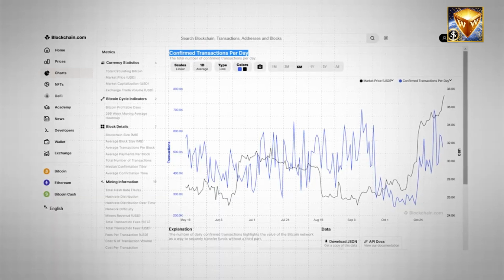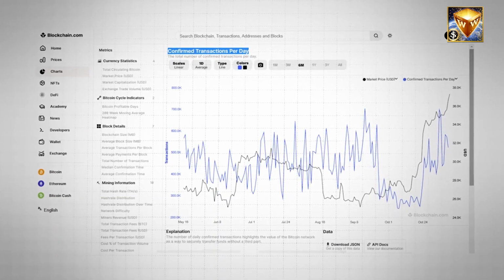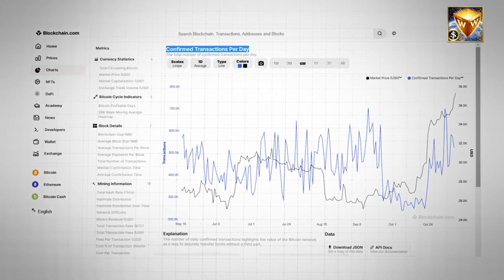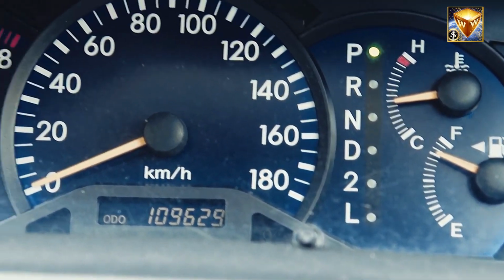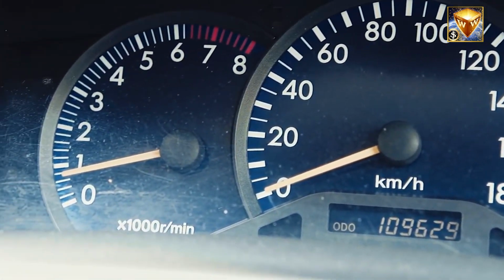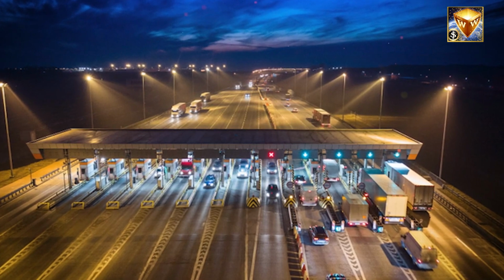So, first, let's unpack these terms. Daily transactions are pretty straightforward. They represent the sheer volume of activity within a blockchain over a single day. Transaction fees, meanwhile, are payments made by users to compensate miners for the energy and resources spent to validate and record transactions. To use a transport analogy, daily transactions are like a car's odometer, which shows the miles driven, but over a 24-hour period. Transaction fees, meanwhile, are like the tolls on a blockchain highway.